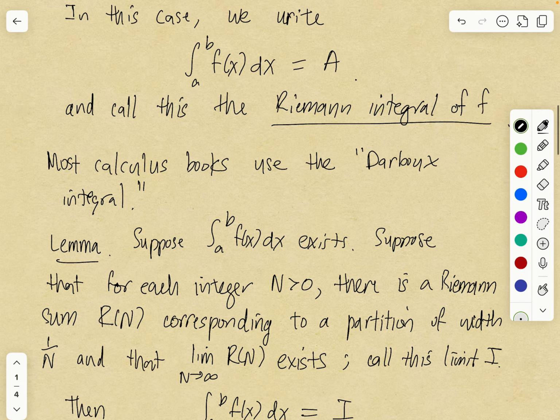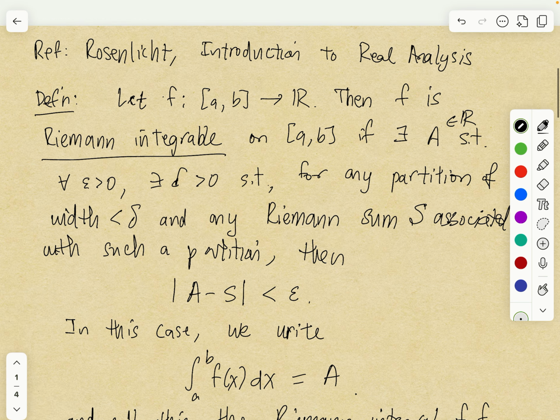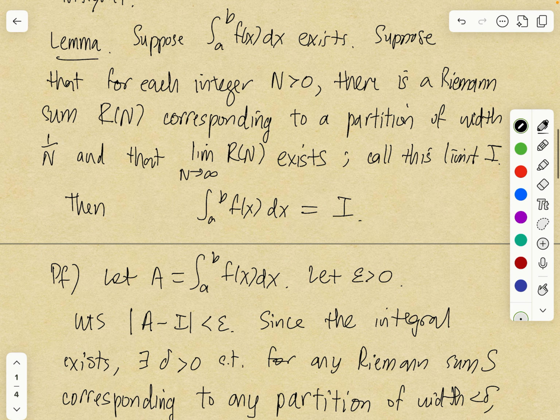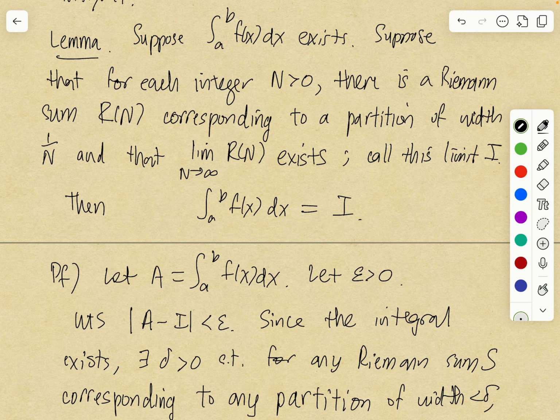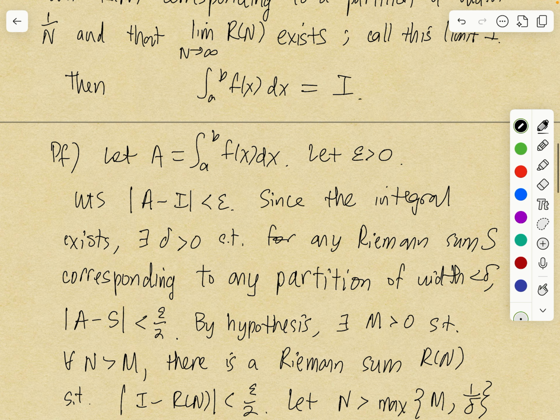So let's summarize what we did in this video. We stated the definition of Riemann integrability of a function. And then we proved this little lemma that is helpful for actually calculating the Riemann integral if you know that the Riemann integral exists. And then we did an example.